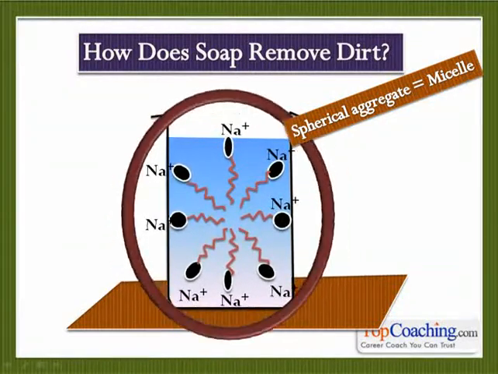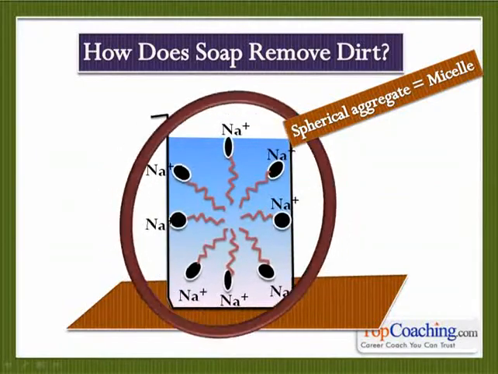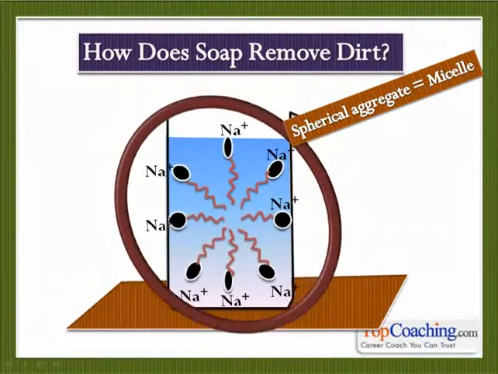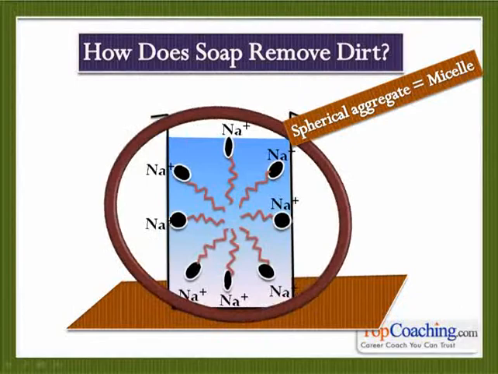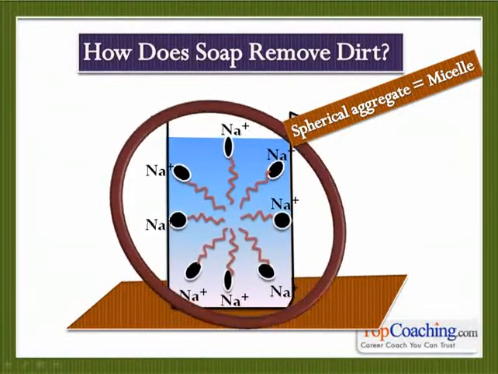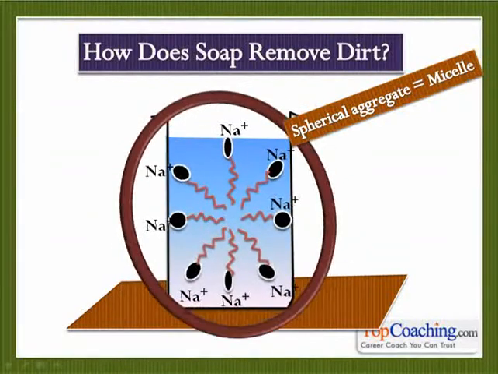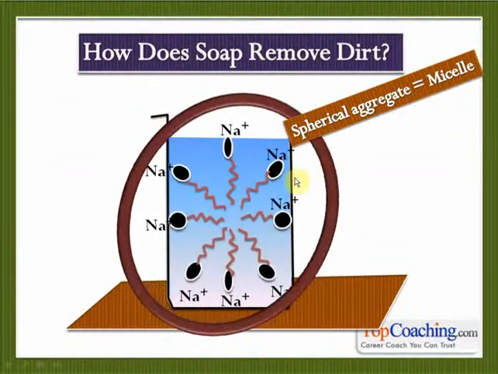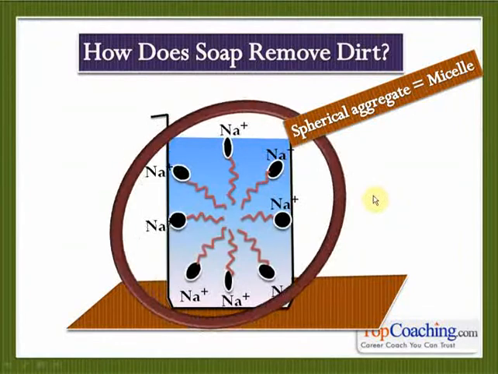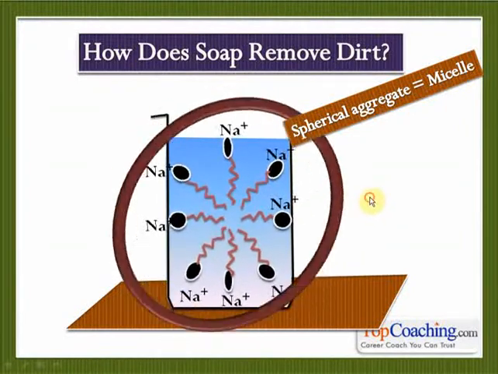A micelle has the hydrophobic ends of the soap molecules near each other, and the hydrophilic ends spread wide apart in the form of a sphere. Understood? So this spherical aggregate called a micelle is formed when soap is added to water. Now, how does this spherical aggregate help in removing dirt?